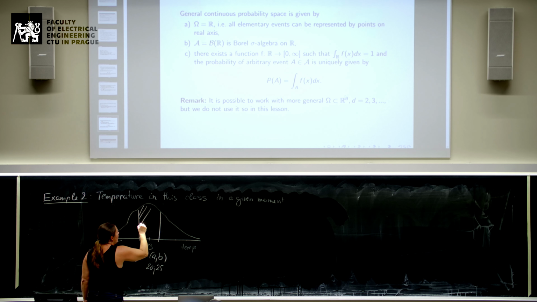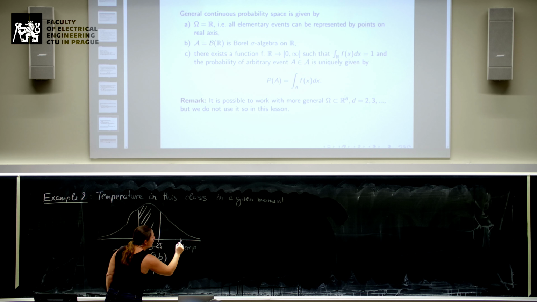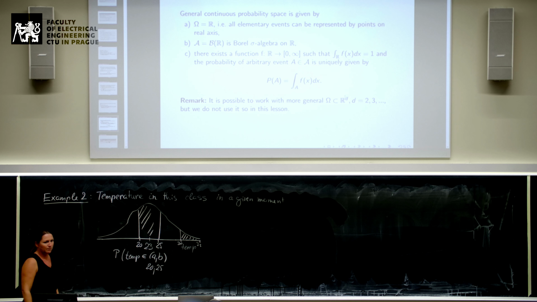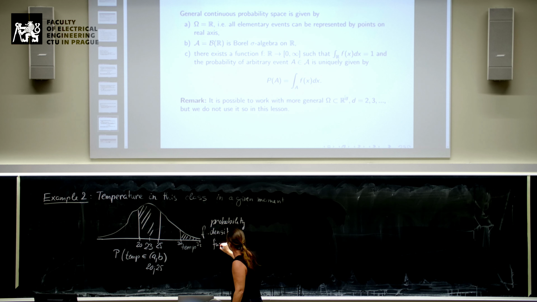And while the area between 20 and 25 degrees is very high, when we take another interval of the length 5, let's say between 30 and 35 degrees, it is much lower. So for this purpose, we use this function describing the distribution of probability. The function is called density, or more precisely, probability density function.